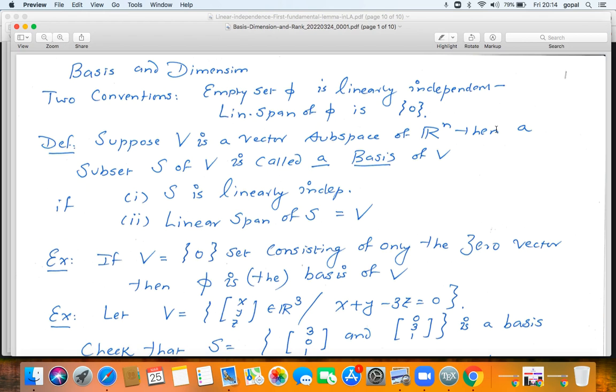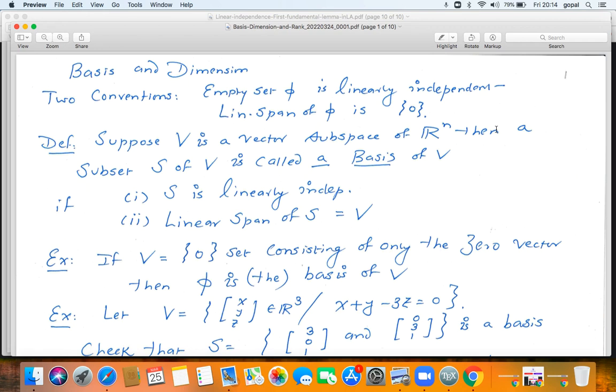What about an empty product? A product where there are no factors at all is assigned the conventional value 1. That is why 0 factorial is always assigned the value 1. An empty product will be assigned the conventional value 1, and an empty sum the conventional value 0. So the linear span of the empty set is 0 and the empty set is linearly independent. These are the two basic conventions about the empty set. Let me just put it on the record.